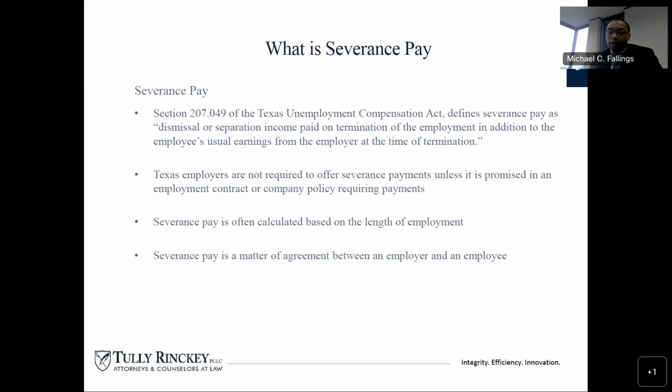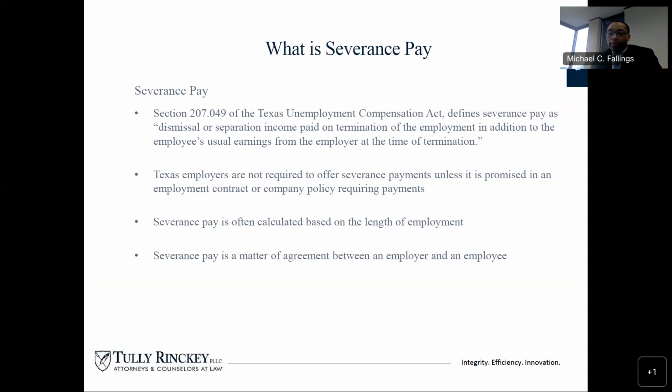Severance pay is typically calculated based on the length of employment of the employee. For example, an employer may calculate severance pay based on how long the employee has worked for the employer. If the employee has worked for the employer for 1 year, the pay may be calculated based on that versus an employee that has worked for the employer for 10 years.